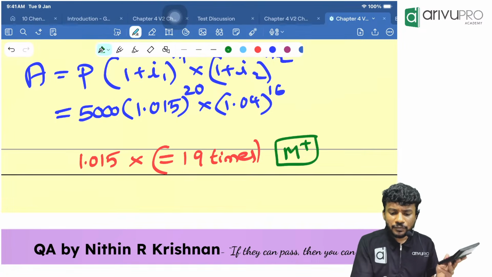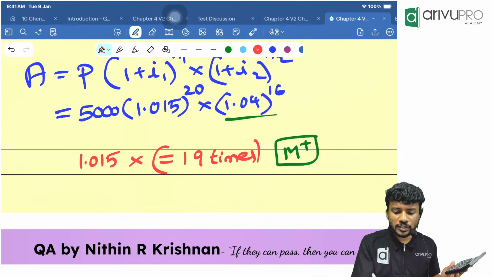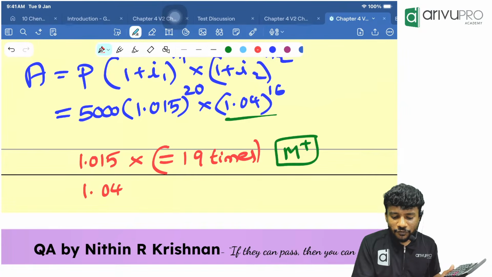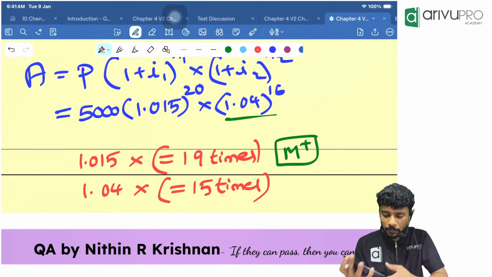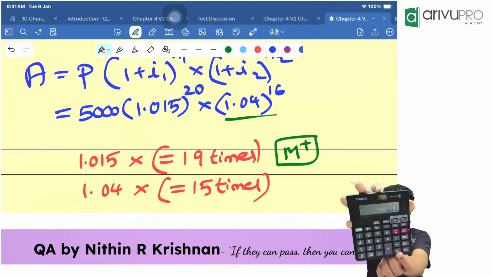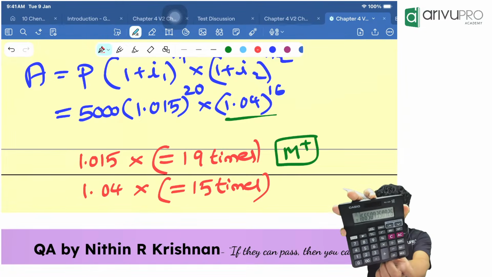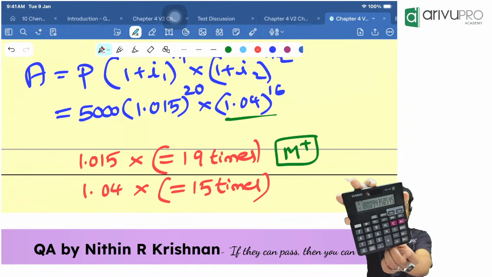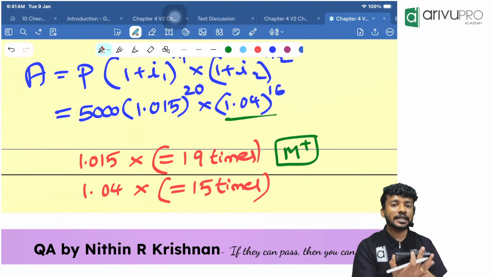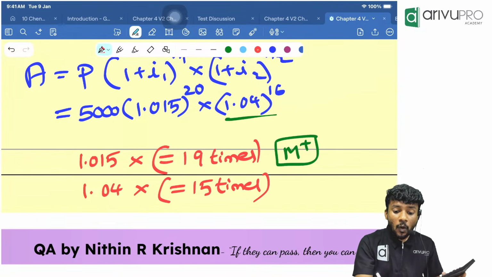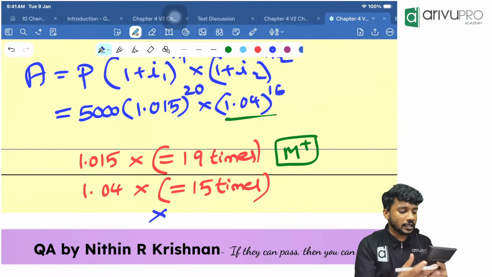Okay. Then find the next value. That is how much? Type 1.04 into, equal to, how many times? The power is 16, so how many times will I click equal to? 15 times. Type 1.04 into, equal to, 15 times. 1, 2, 3, 4, 5, 6, 7, 8, 9, 10, 11, 12, 13, 14, 15. You got 1.87 something. Now, after that, I will click the into button directly.